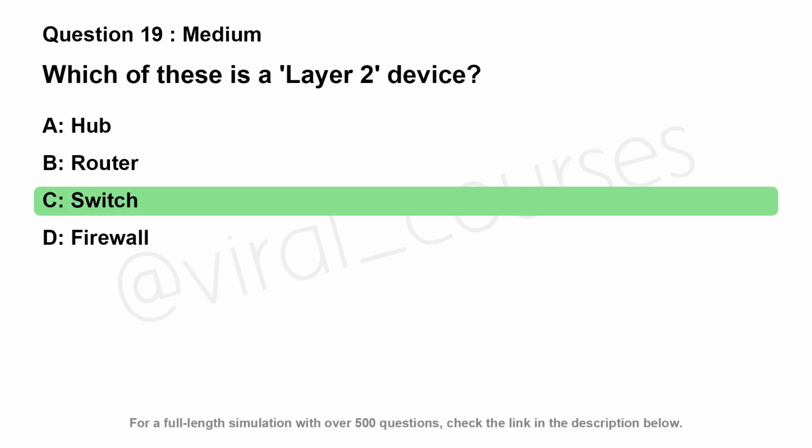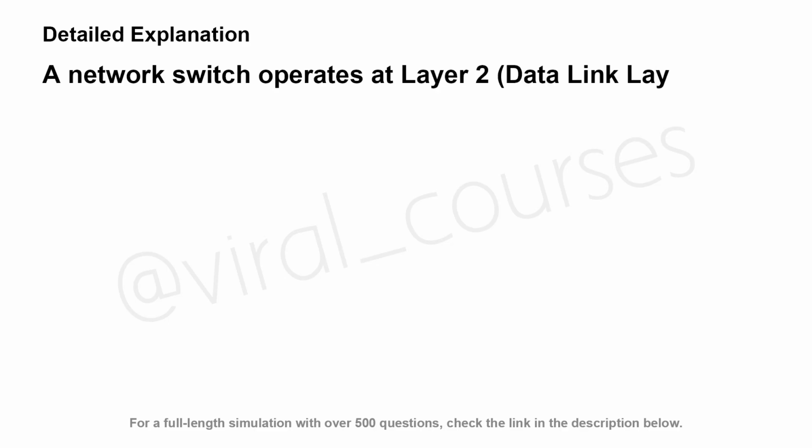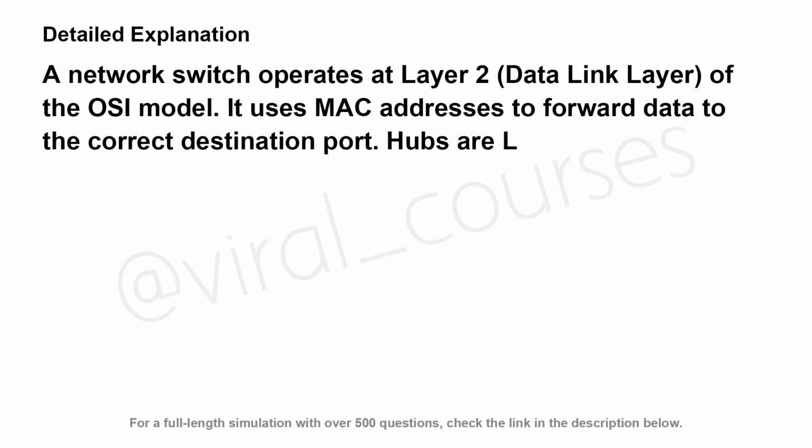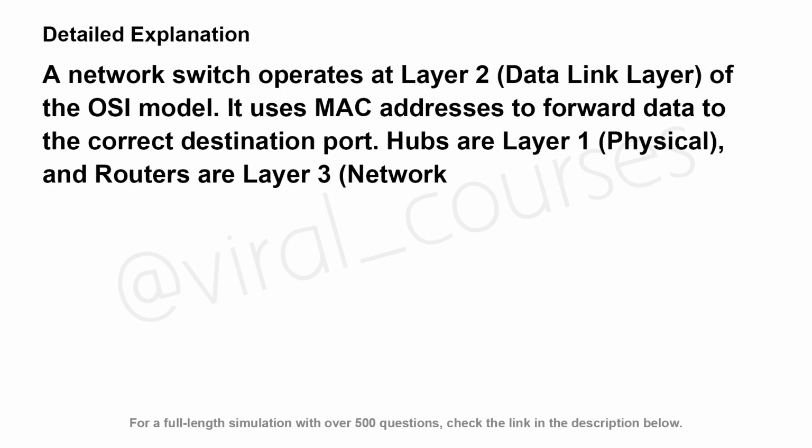The correct answer is C. A network switch operates at Layer 2, the data link layer, of the OSI model. It uses MAC addresses to forward data to the correct destination port. Hubs are Layer 1, physical, and routers are Layer 3, network.